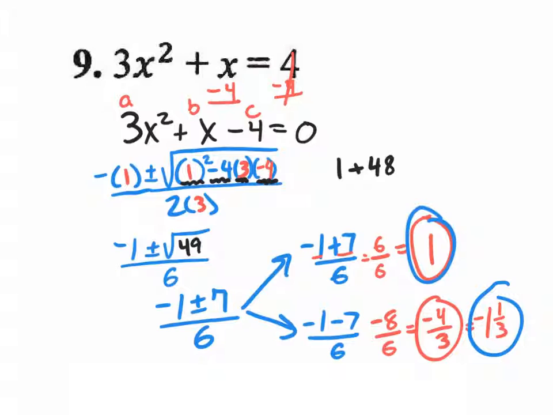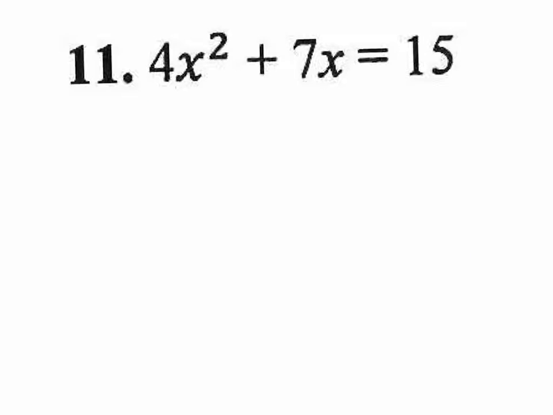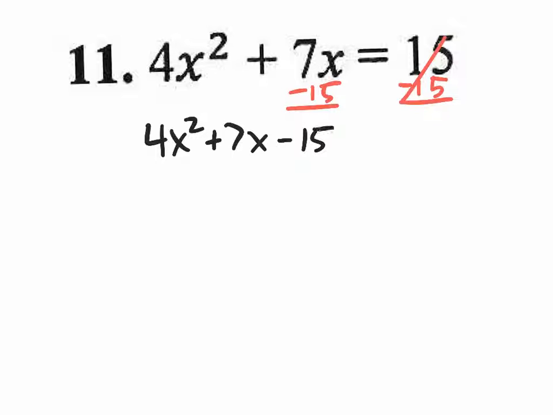Let's go on to number 11. So again, you have to set it equal to 0 first. Subtract 15. Subtract 15. Rewrite it. You have 4x squared plus 7x minus 15 equals 0. Now you could identify your a value of 4, your b value of 7, and your c value of negative 15. And again, let's write our quadratic formula with parentheses.